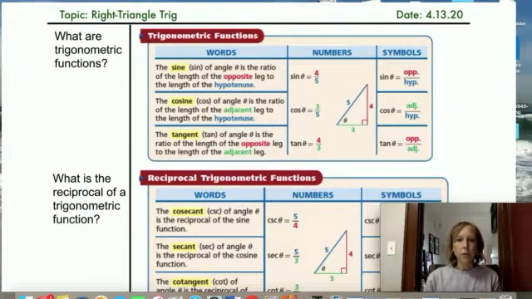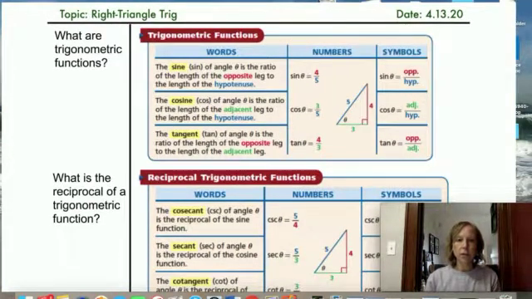Okay, so first of all, what are our trig functions? We have sine, cosine, and tangent. The sine of the angle theta is the ratio of the length of the opposite leg to the length of the hypotenuse. So sine is opposite over hypotenuse. And again, the sine of the angle is a ratio. What we are putting into the function is an angle. What we are getting out of the function is a ratio.